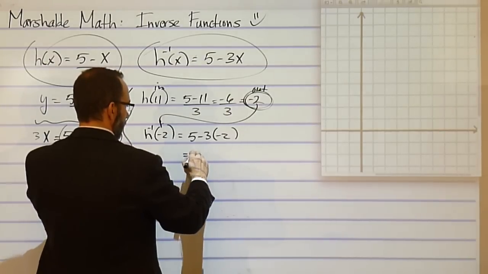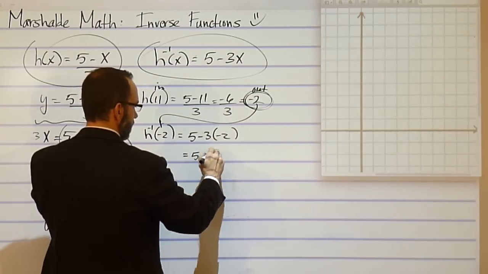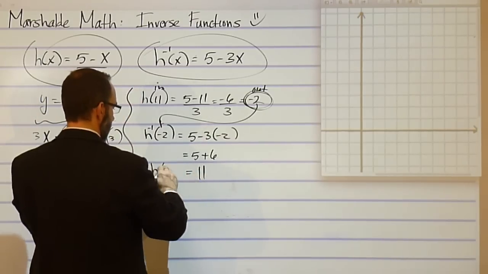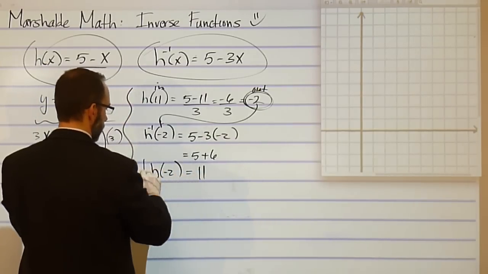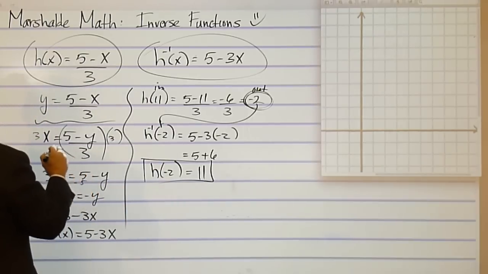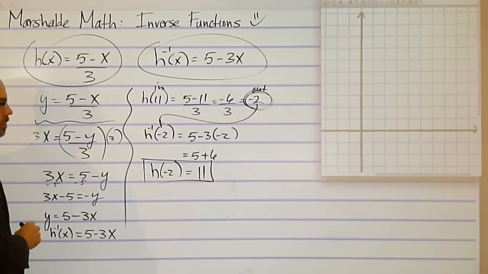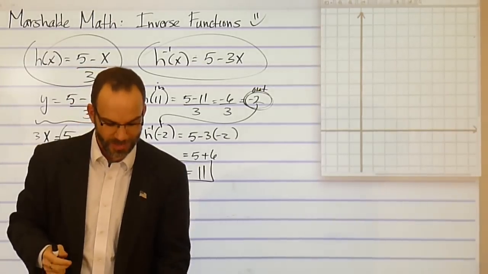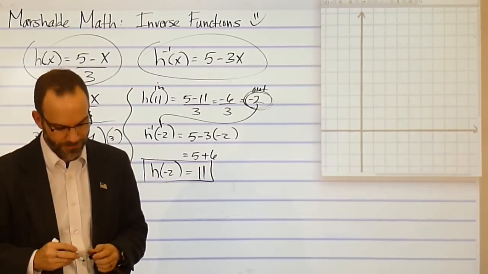Oh my goodness, 5 plus 6. Holy moly, 11. h of negative 2 is equal to 11. Did it work? I think so. Try it with something else. It should work for every single input-output pair.